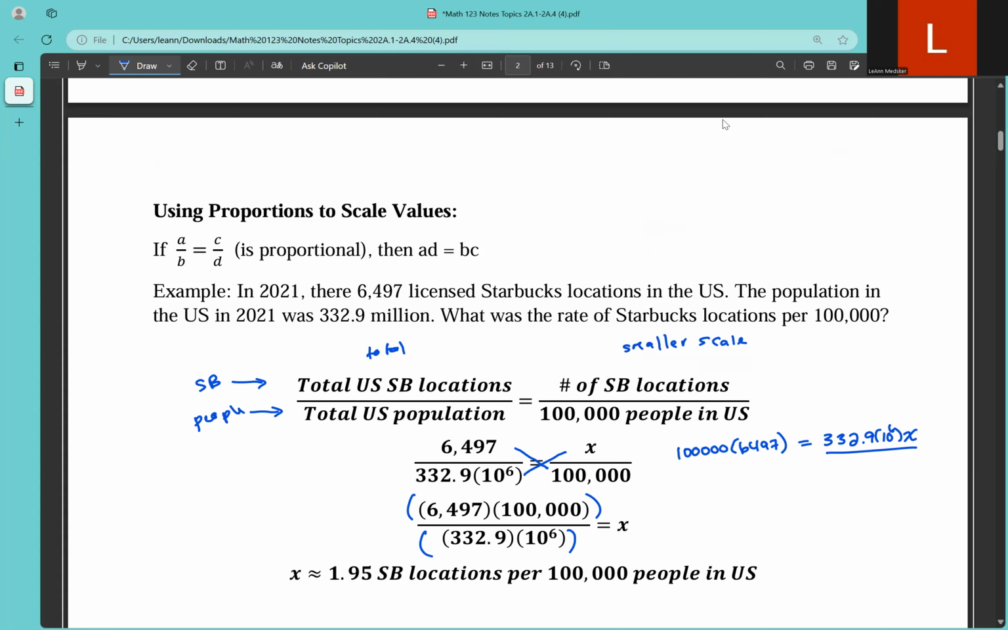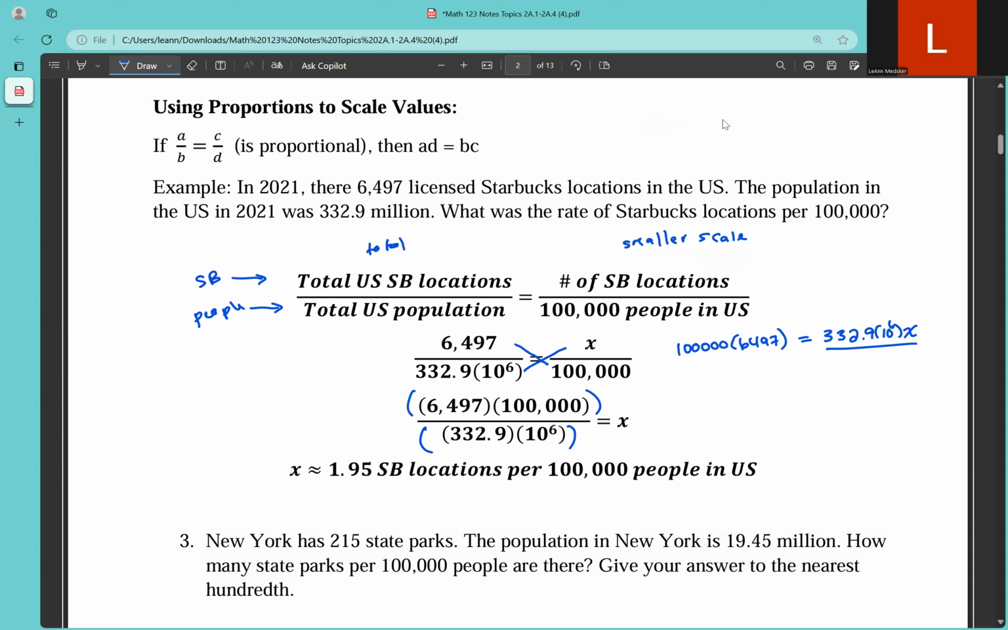Now, when I worked that out on my calculator, I got roughly 1.95 Starbucks locations. So about two Starbucks locations for every 100,000 people in the US. That's the kind of average. If you have a city with around 100,000 people in it, you should expect to possibly have two Starbucks locations.